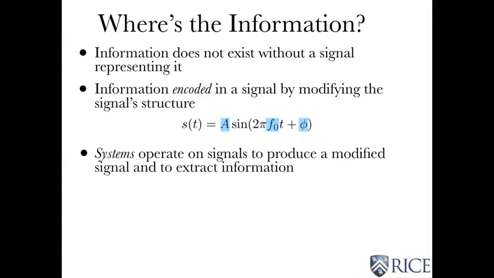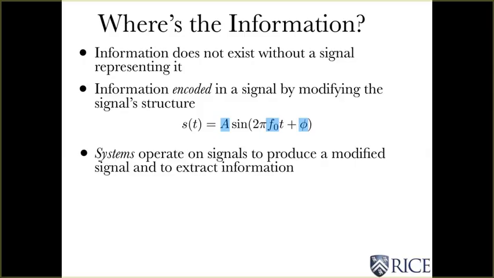So what does a system do? Well, it's a system that operates on signals to produce a modified signal. So the system might do the encoding of information, and it can also be the thing that extracts information.